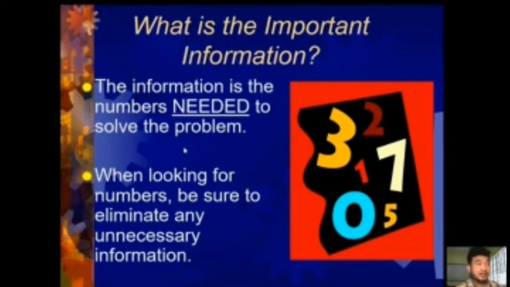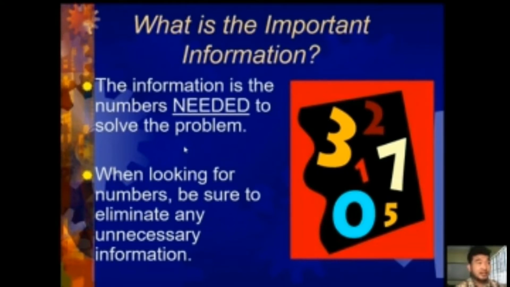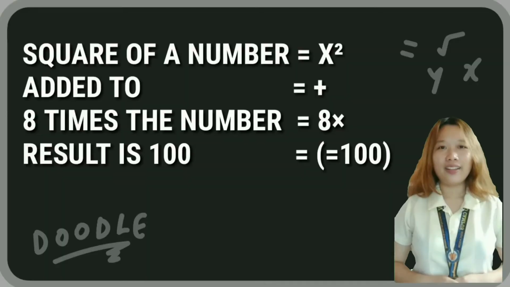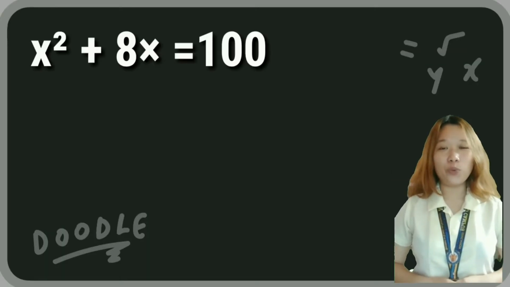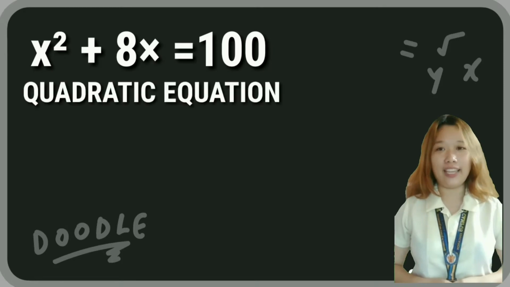The information is the number needed to solve the problem. When looking for numbers, be sure to eliminate any unnecessary information. Hence, the situation can be expressed as x squared plus 8x is equal to 100. Obviously, the equation is quadratic.